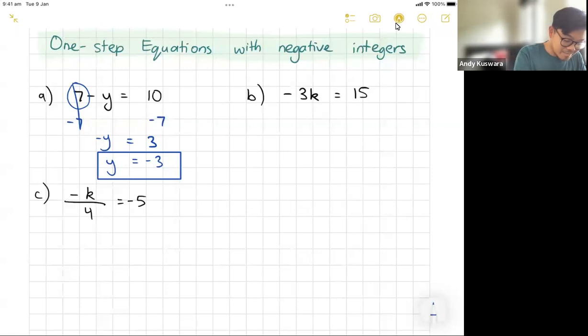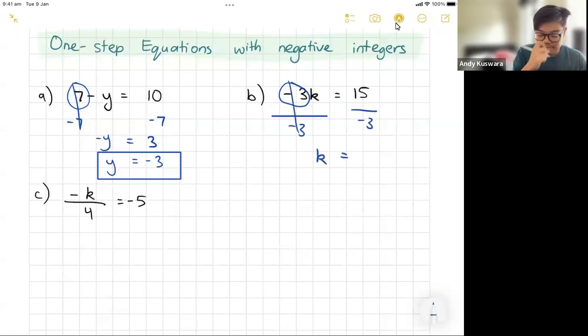Now here, I've got this pesky little -3 at the front of my k. So that's what I'm going to divide through on both sides. The -3 and -3 will cancel out nicely, leaving me with just k. But then I've got 15 divided by -3, and 15 divided by 3 is just 5. Because there's one negative, it's just going to be negative. If there was a negative on a negative, your answer would be positive, but it's just going to be negative here.